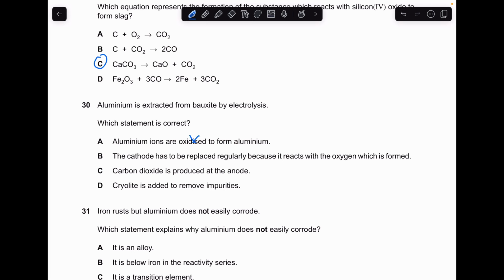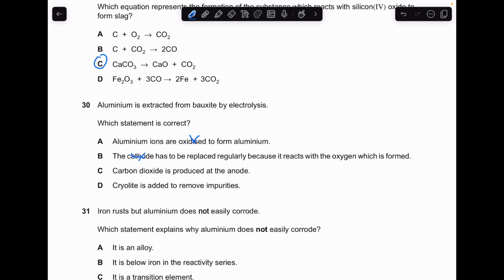B. No, it's anode, not cathode. So, wrong. C. Carbon dioxide is produced at the anode. It is because the oxygen produced at high temperatures will react with the graphite, which is made up of carbon, hence producing carbon dioxide.